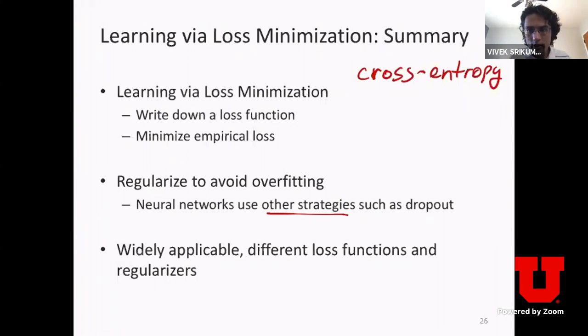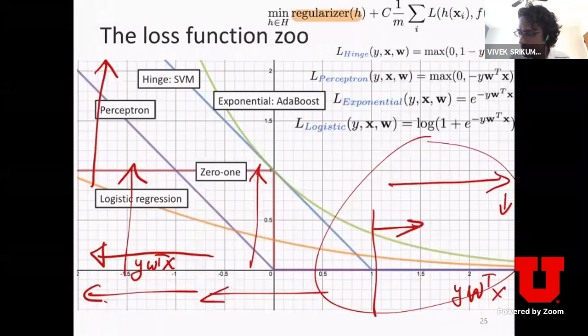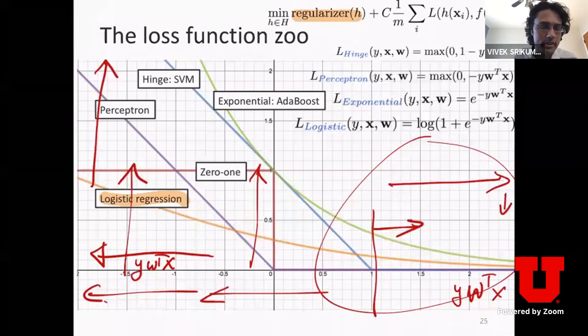So there's a question: why is cross entropy only used for multi-class classification? Isn't there binary cross entropy? Yes, there is binary cross entropy. It's just that it has a different name. It's called logistic regression. Cross entropy is just the multi-class extension of logistic regression.